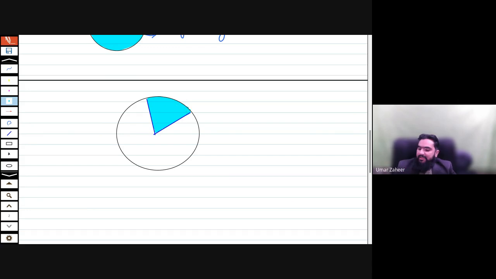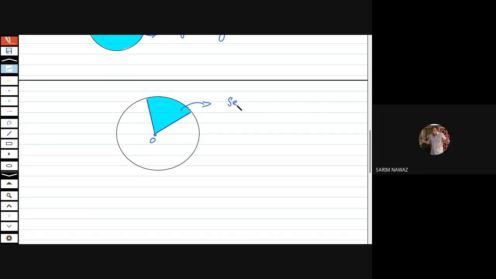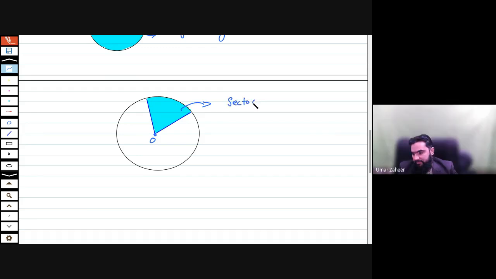So look here, we have this portion, and you draw two radii. So you will get this type of portion. And this portion is known as a sector. A smaller one is known as a minor sector, and this bigger one is known as a major sector.